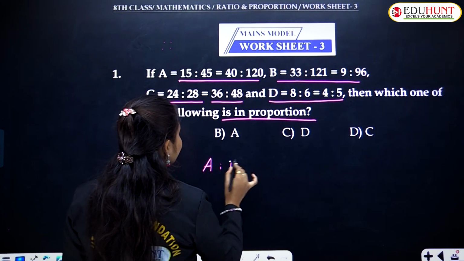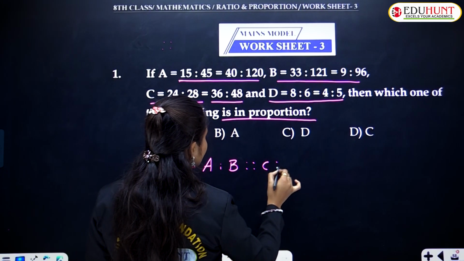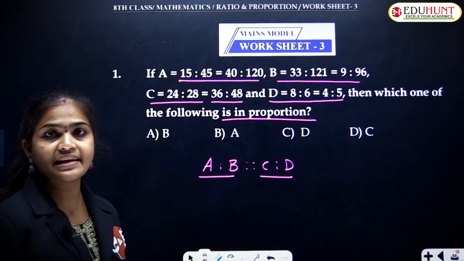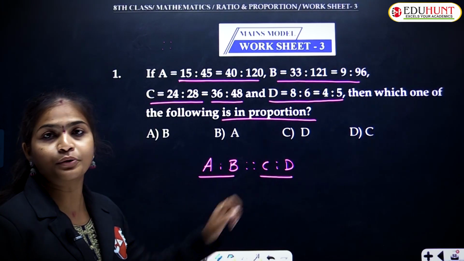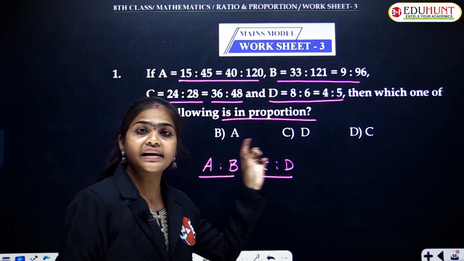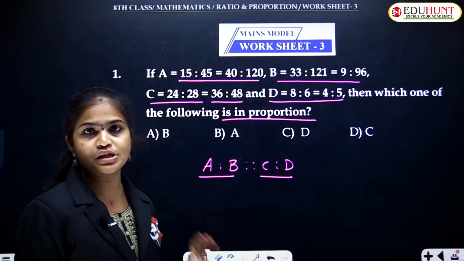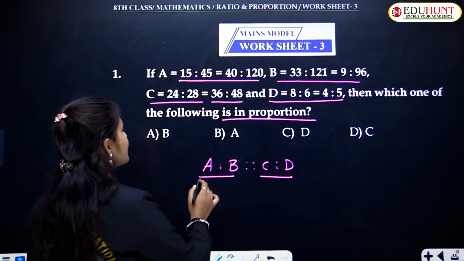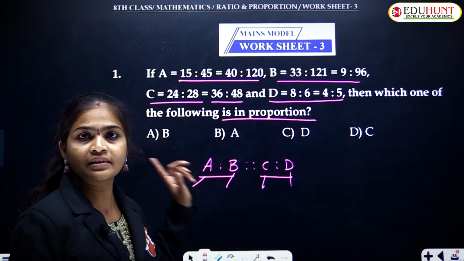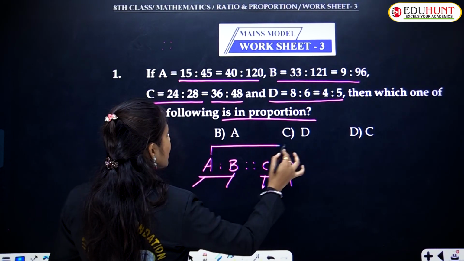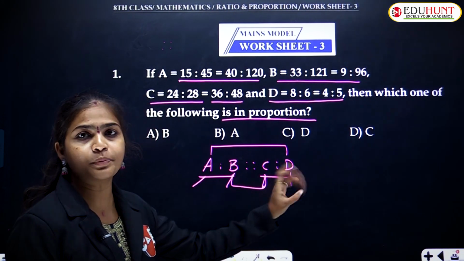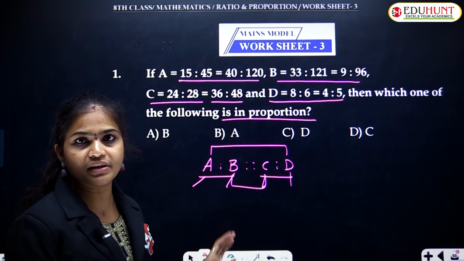which means A is to B as C is to D, which means the ratio of A is to B is equal to C is to D. Then we can say that A, B, C, D are in proportion. Understand? If the two ratios are equal, then the 4 terms are in proportion, we can say that. And this is the first term, second term, third term and the fourth term. And we know the relation also. These two are called extremes and these two are called means. So product of extremes is equal to product of means. So you can apply that one also here.